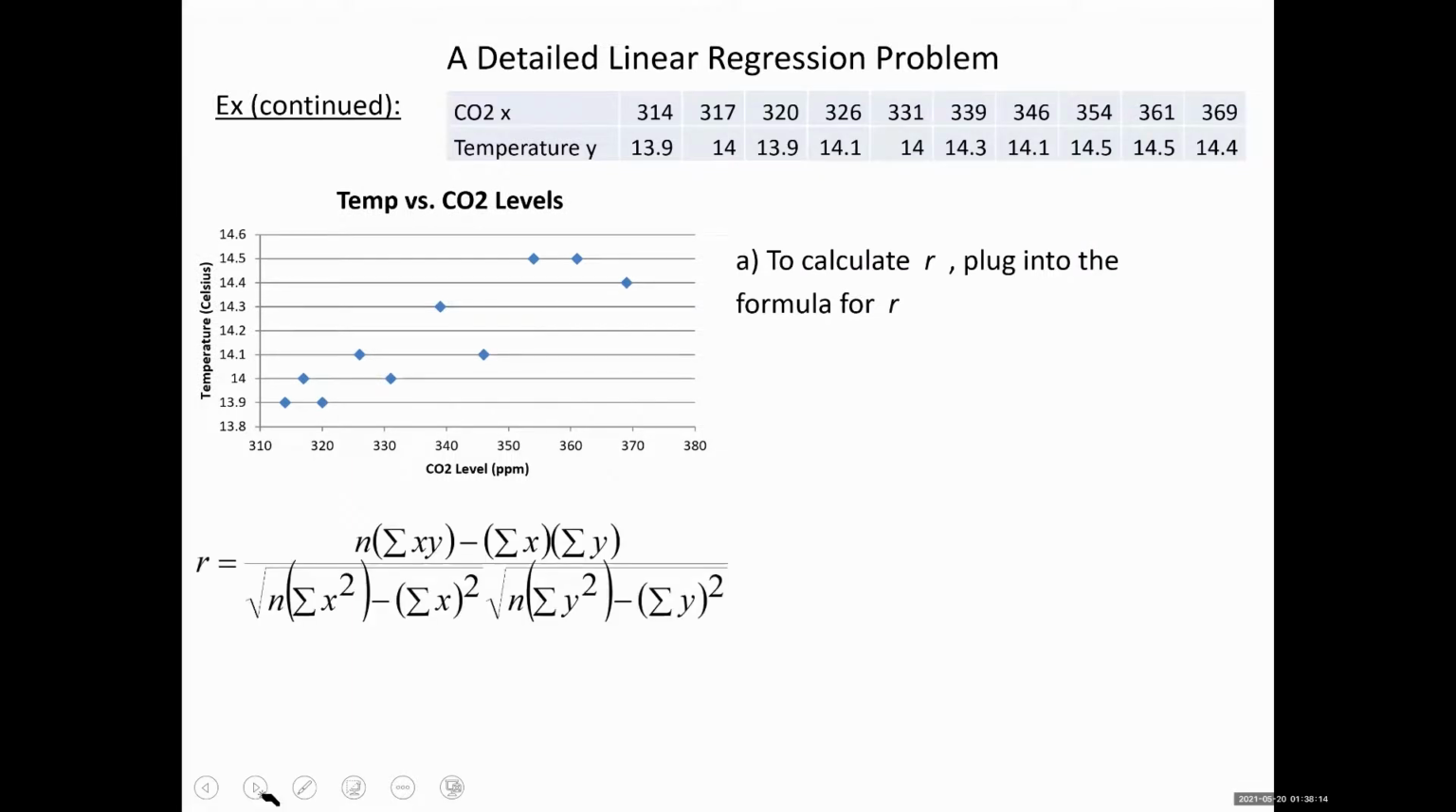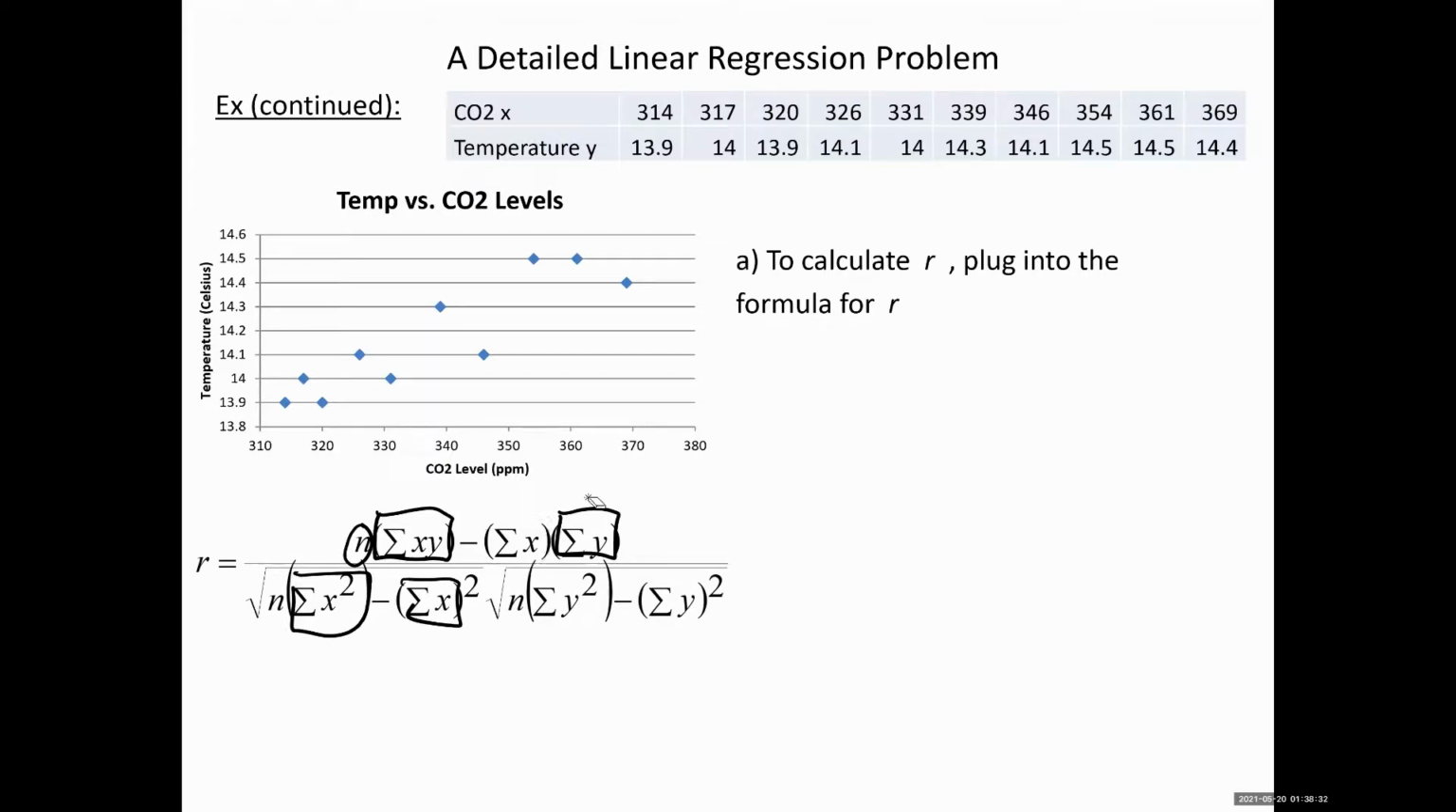Here's the formula for r. Now take a look at the formula. Everything in the formula has to do with the things I asked you to calculate already. Remember, n is 10. Sum of x, sum of y, you calculated that at the beginning. Sum of x squared, sum of x.